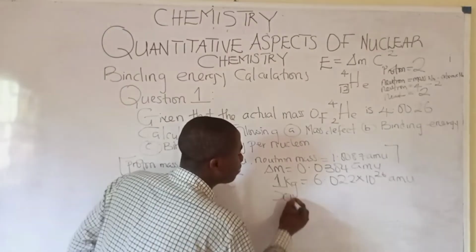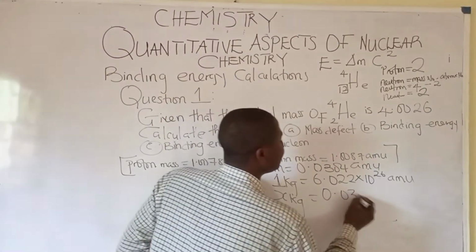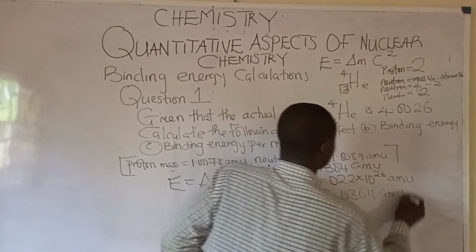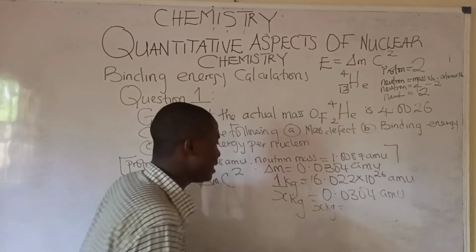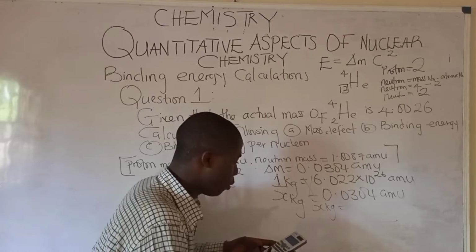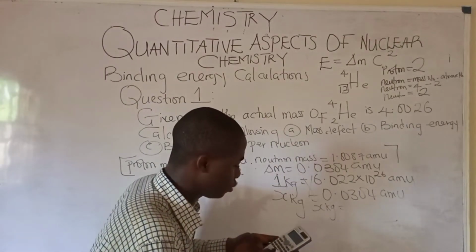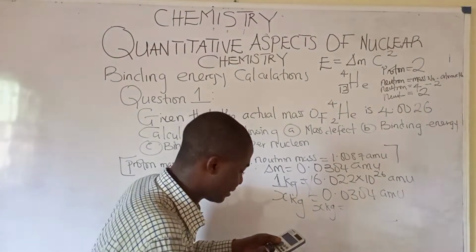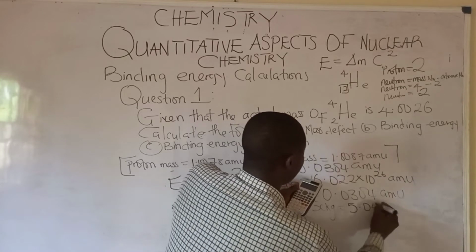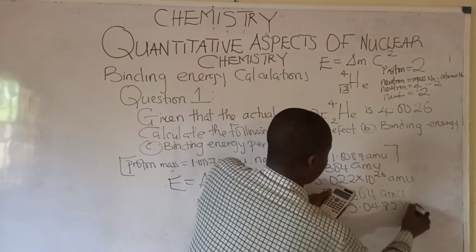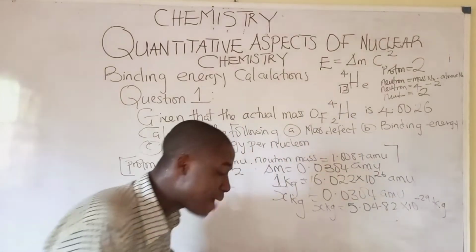Now, x kilograms, which we are now looking for, will be equal to what we got, 0.0304 AMU. So cross multiply. When we multiply, x kg becomes 0.0304 divided by 6.022 times 10 to the power of 26. So our x kg becomes 5.0482 times 10 to the power of minus 29 kilograms. So this is the mass defect.